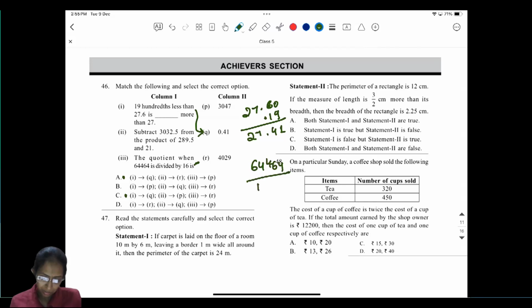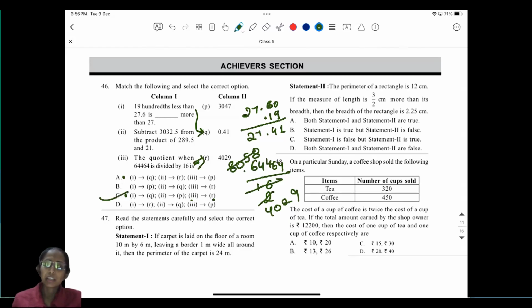64,464 divided by 16. So, I can divide it by 8. So, 8 2 times. 8 times 64. Then 0, 46. So, 8 5 times 40. And then again 8 times 64. Now, when we divide this by 2, we are having 4029. So, for the third one, it is R. That means third one is with R. So, C is my option.